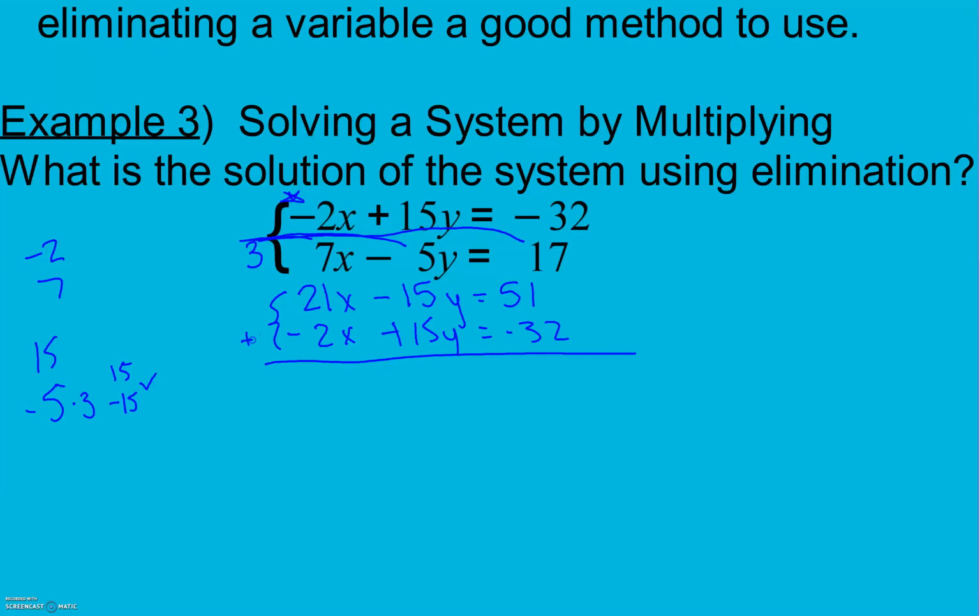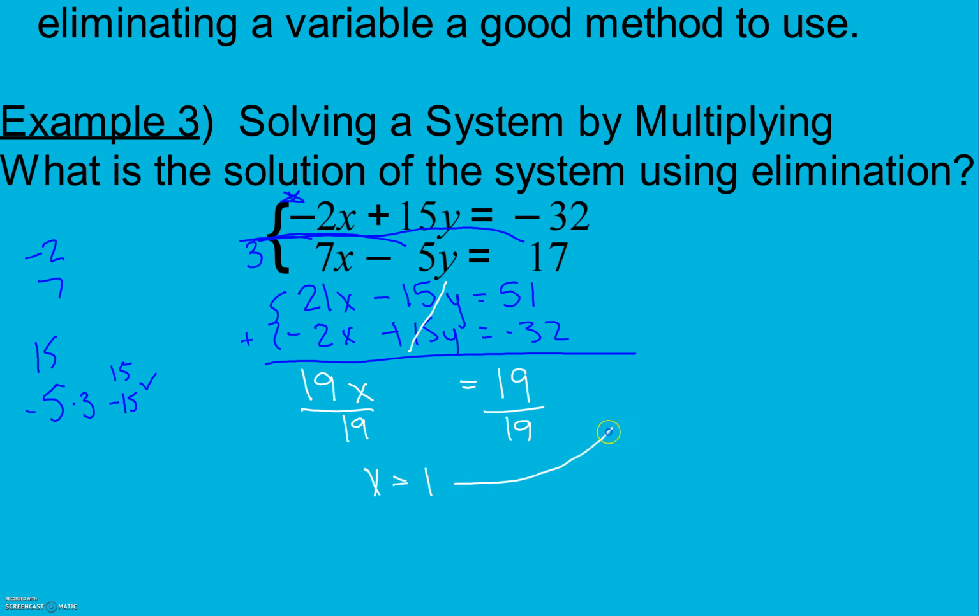And now that I have opposites, I can go ahead and add. Here, 21 plus negative 2 gives me 19x. Negative 15 plus 15y gives me 0 equals, and I have 19 here as well, 51 plus negative 32. I can divide to get my x by itself, and x is going to be 1.